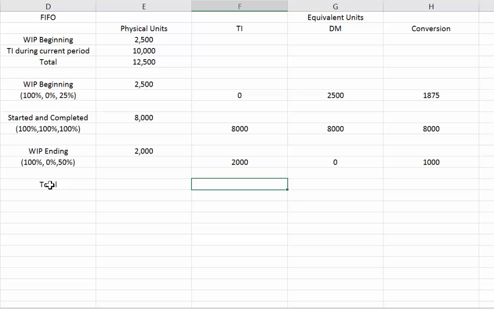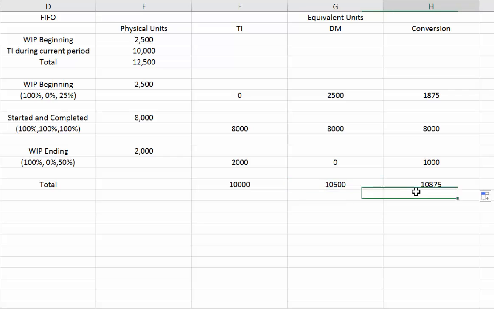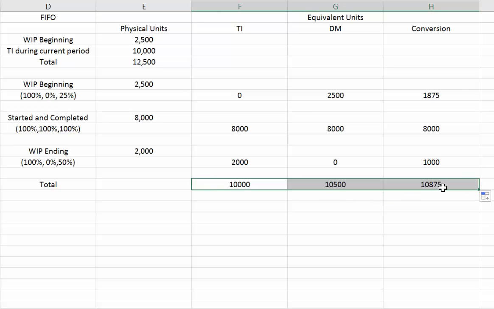Okay, so basically you add these three numbers together. You can drag and pull all the way here. So we're looking at 10,000, 10,500, and 10,875. Okay, so these are the equivalent units we're going to use.